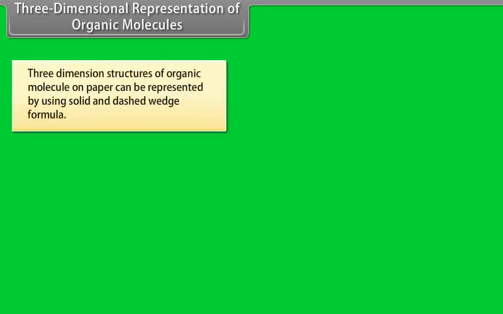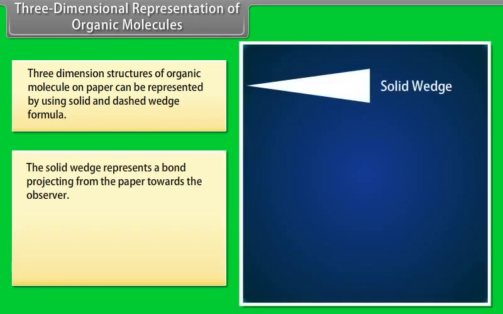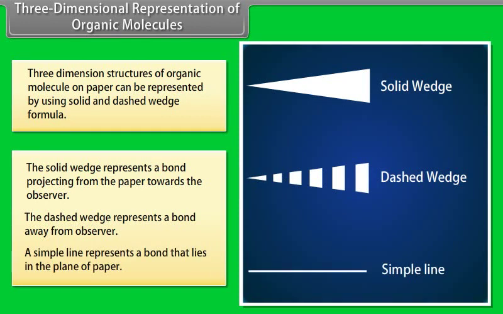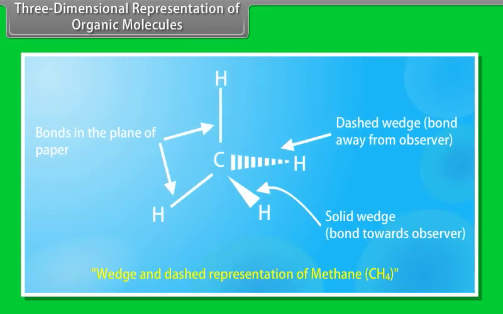Three-dimensional representation of organic molecules. Three-dimensional structures of organic molecules on paper can be represented by using solid and dashed wedge formula. The solid wedge represents a bond projecting from the paper towards the observer. The dashed wedge represents a bond away from the observer. A simple line represents a bond that lies in the plane of the paper. For example, methane.